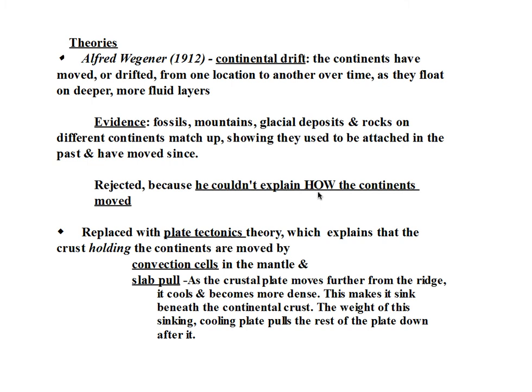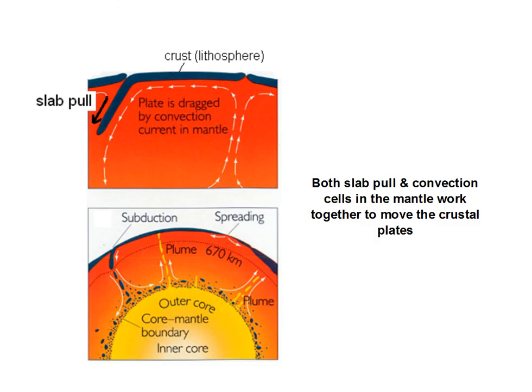Later, after World War II, this was replaced with the plate tectonics theory, which explains that the crust holding the continents is moved by convection cells in the mantle and something called slab pull. These diagrams show what this means. The core is extremely hot, and thus in some areas it heats up the lower part of the mantle, much like a stove heating up the bottom of a pot of water to boil it. The heated material rises towards the surface.